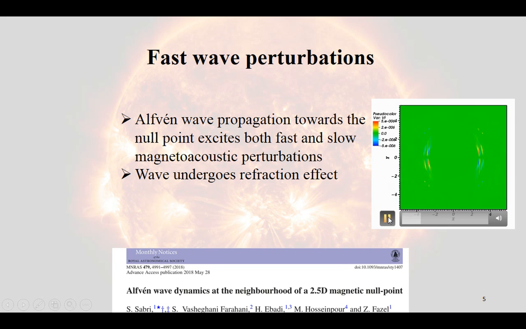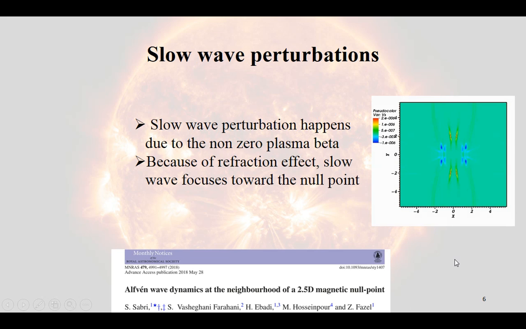Propagation of the Alfvén wave around the null point results in fast wave perturbations, and here we have the behavior of the fast wave around the null point. As we see, the fast magnetoacoustic wave also moves toward the null point and diffracts around it. And due to the non-zero plasma beta approximation, we also have a slow magnetoacoustic wave perturbation. And again, because of the refraction effect, the slow wave focuses toward the null point.